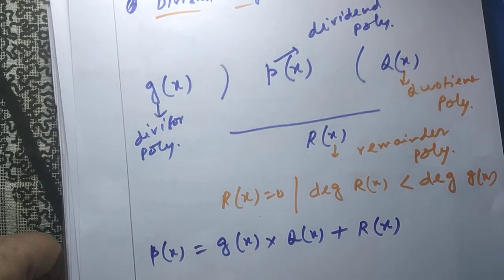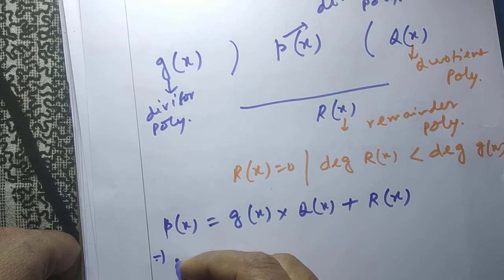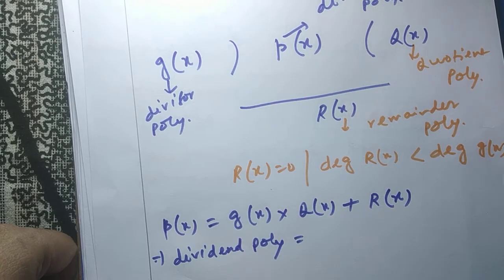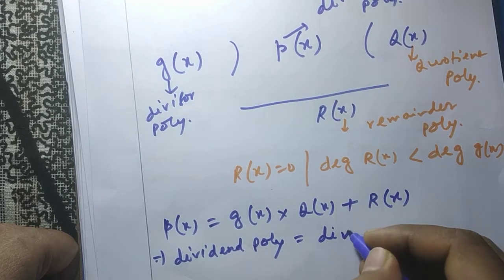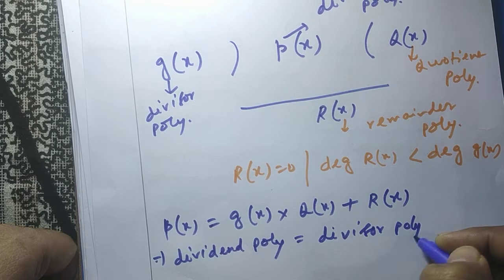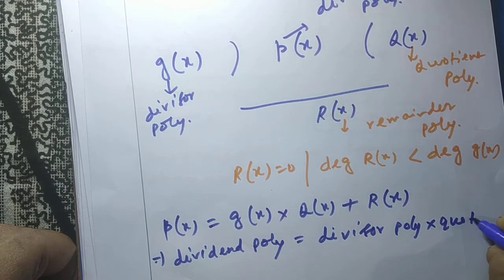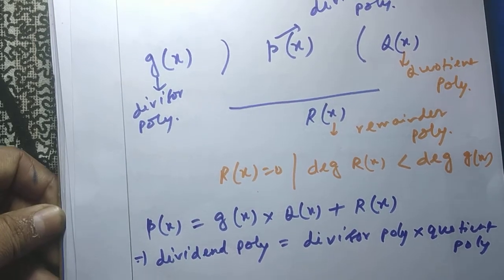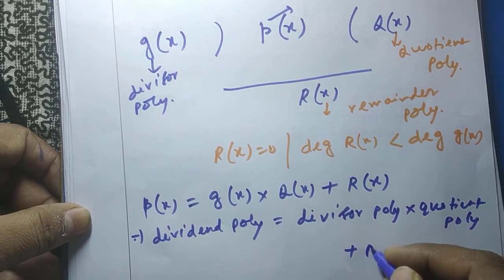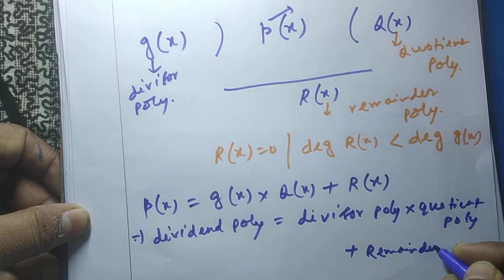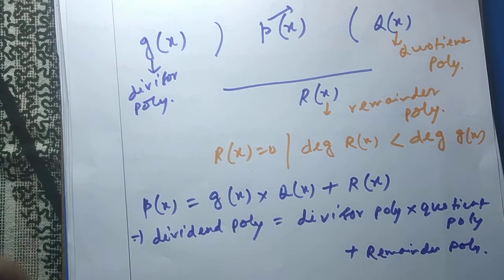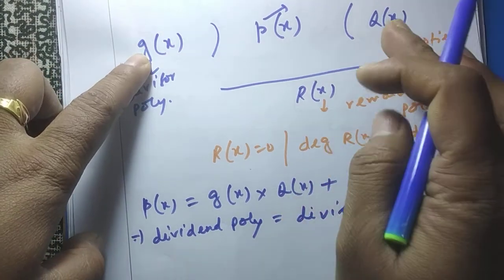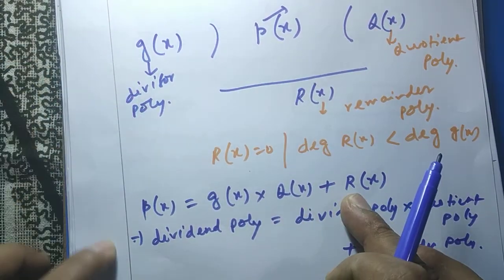That means this dividend polynomial will be equal to divisor polynomial into quotient polynomial plus remainder polynomial. So we can say from here this p of x will be equal to g of x into quotient q of x plus the remainder r of x.